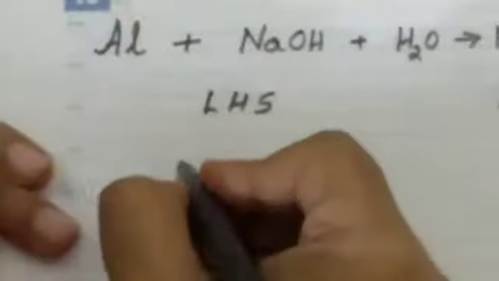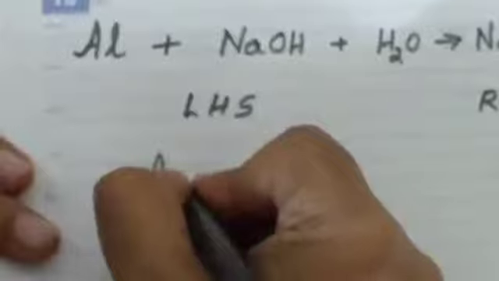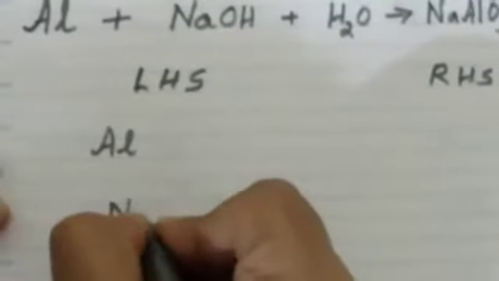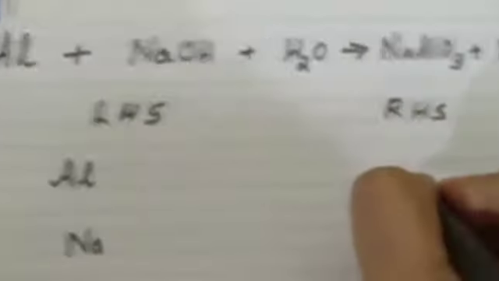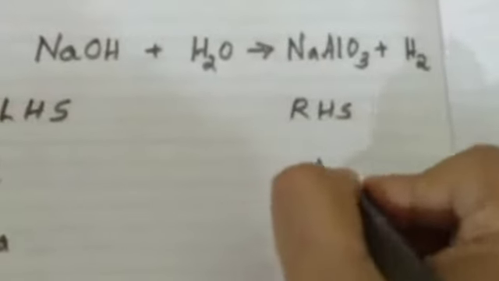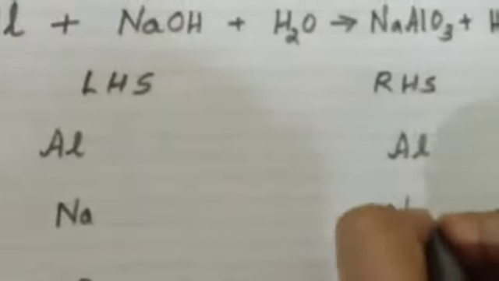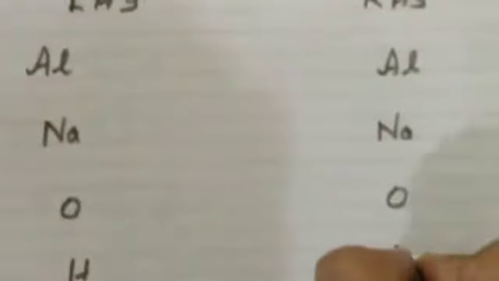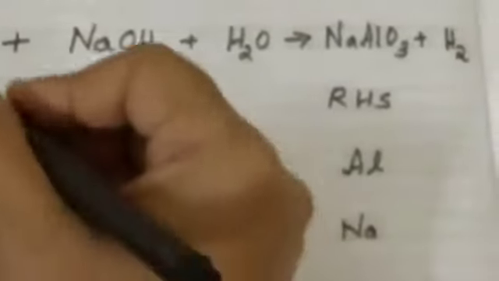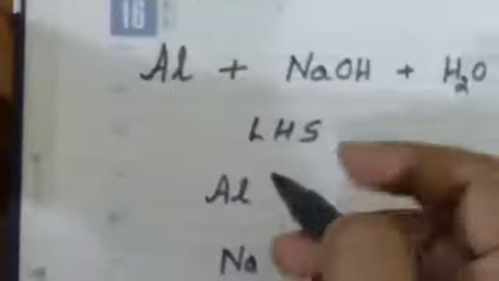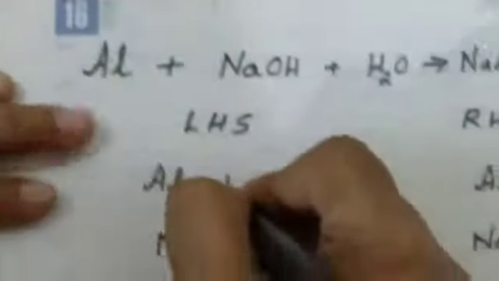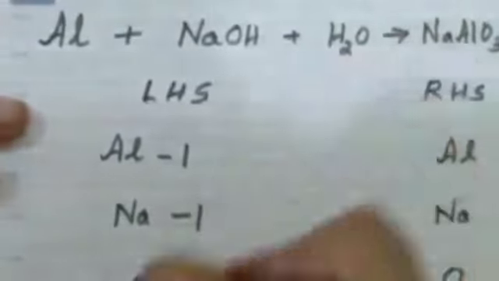Left hand side, the elements present: aluminium, sodium, oxygen, hydrogen. Same elements on the right hand side also: aluminium, sodium, oxygen, hydrogen. Now count the number of atoms. Aluminium this side 1, sodium 1, oxygen 2, hydrogen 2 plus 1, 3.